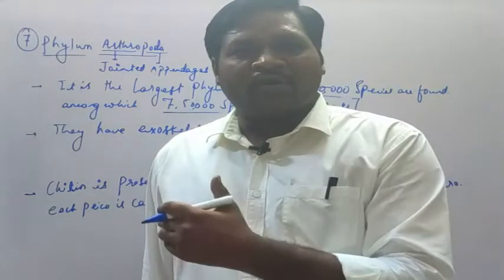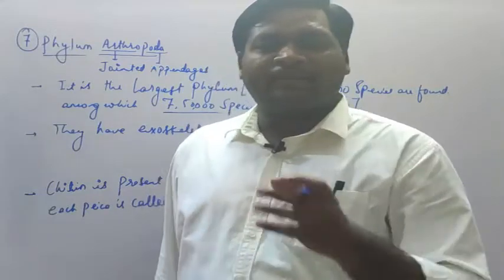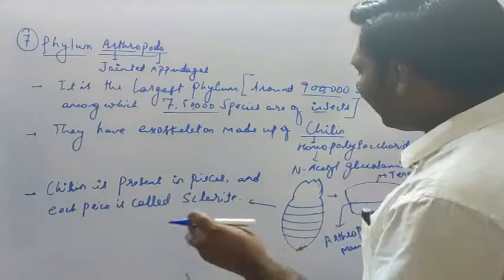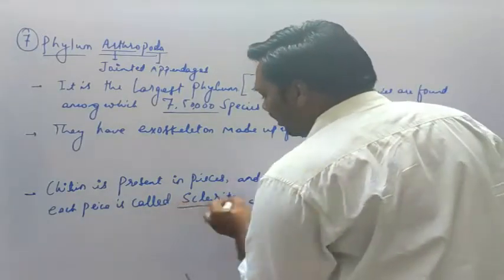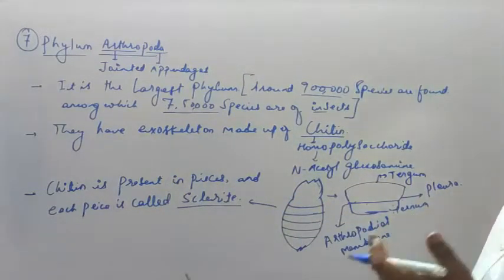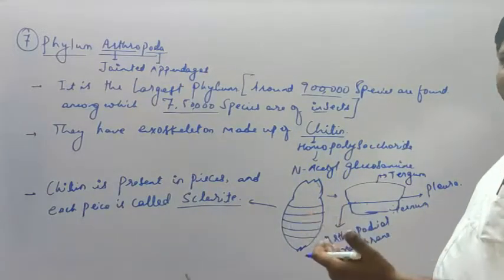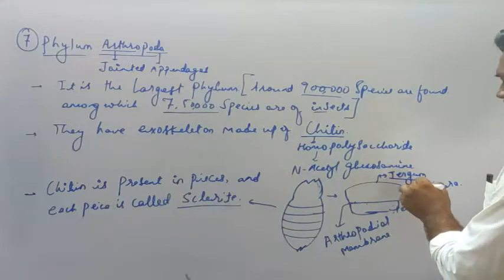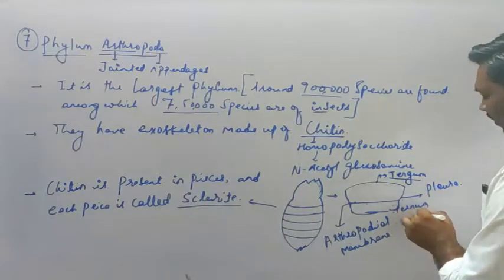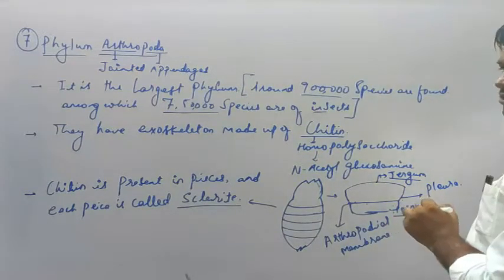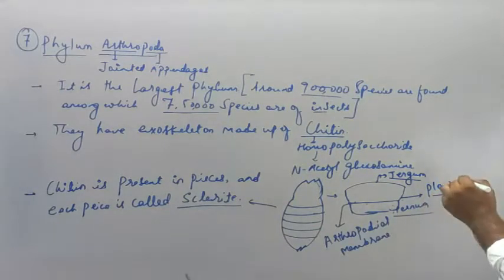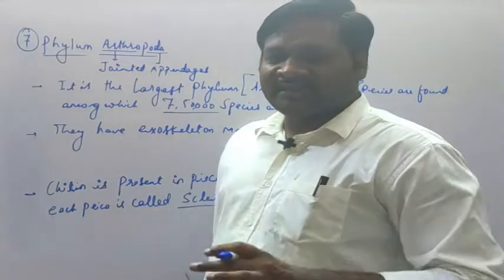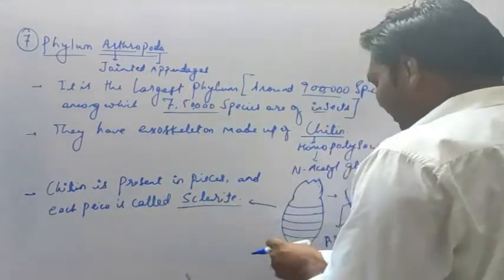In the case of these organisms, they are also metamerically segmented, but here we are not calling these segments metamers, because we have a special name over here, that is called sclerite. These sclerites can be called by different names depending on position. From the dorsal position it is called tergum, from the ventral position it is called sternum, and from the lateral position it is called pleura. So these are the different parts. Now let's see further.